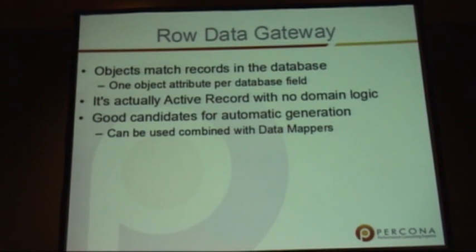Raw data gateway may look similar at first. We'll have another diagram to clarify. The objects map a record in the database, but in this case you will have one instance for every row. So this is more like active record, and actually it is active record with no domain logic. If you have used PHP, you will see in active record, you have some domain information and the methods to access the database. The raw data gateway just cares about how to store things. It doesn't have any knowledge of its own.